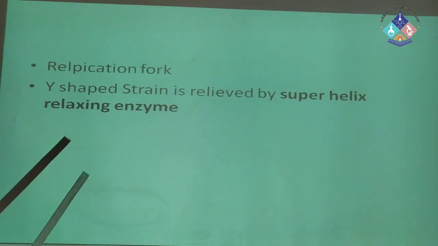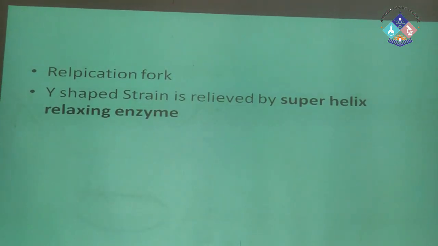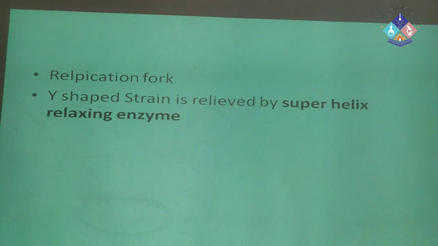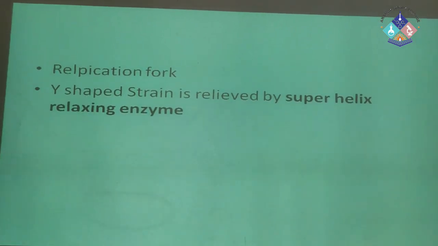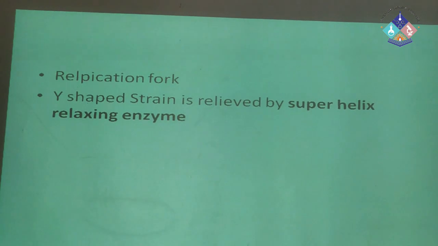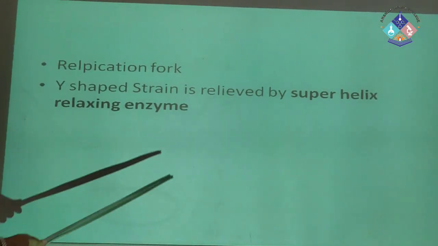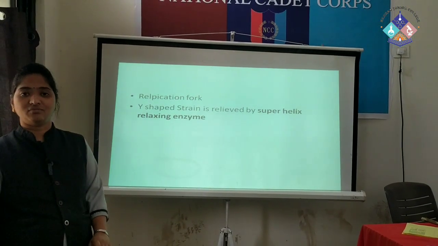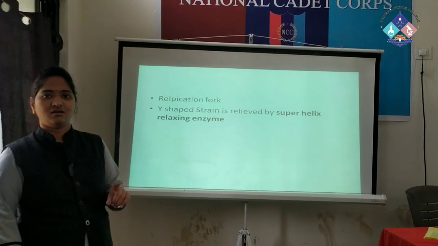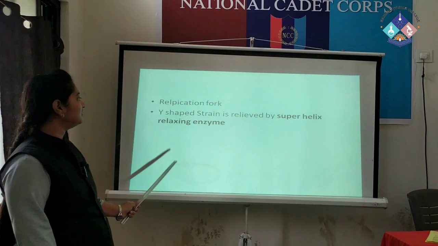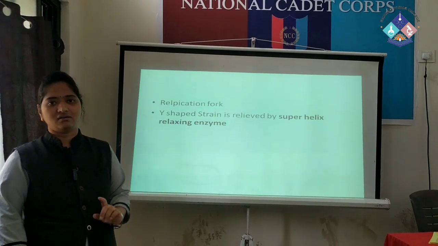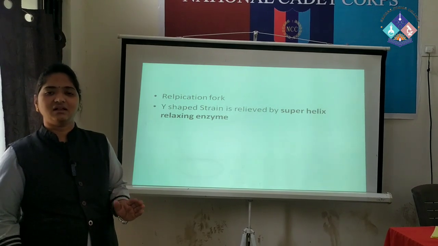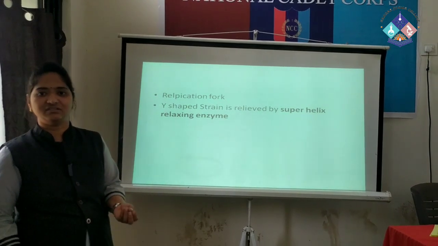Okay, while replication occurs, the strands of DNA appear Y-shaped, and this is called the replication fork. The replication fork is Y-shaped. After separation, some strain is there on the strands, and this strain is relieved by the super helix relaxing enzyme. These two are very important: SSBP, that is single strand DNA binding protein, and the super helix relaxing enzyme. These two help to maintain the separation of the strands as it is, which means they help to prevent recoiling of the strands.